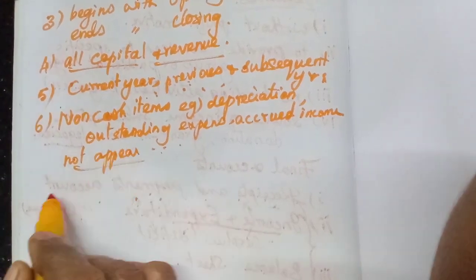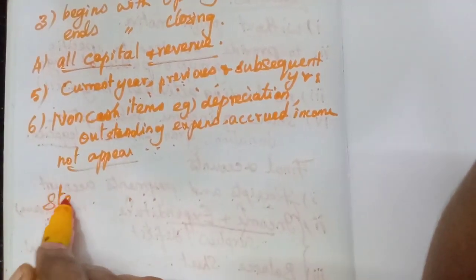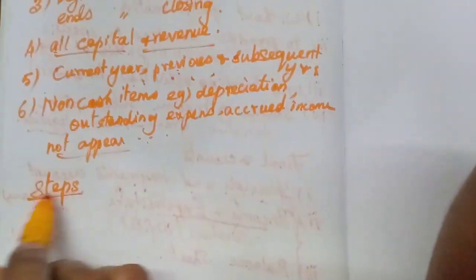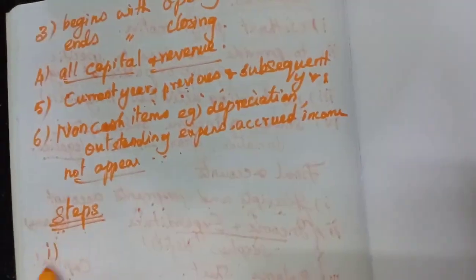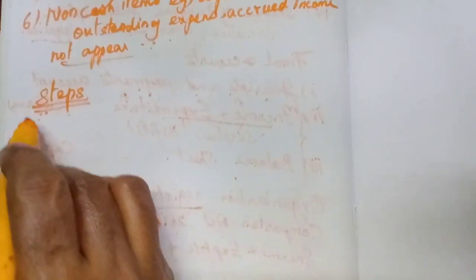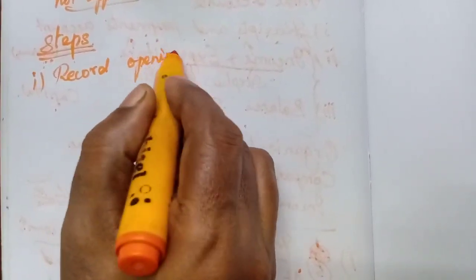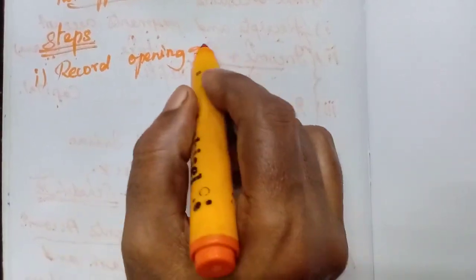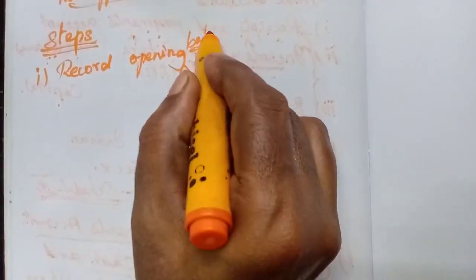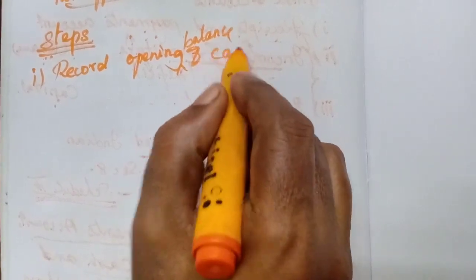Now we will see the steps in preparation of the same thing, which will be coming again under the steps. What is the first step? When we start the problem, you have to write the question number and draw the column. That is very important. First you should record the opening balance of cash in hand and cash at bank.